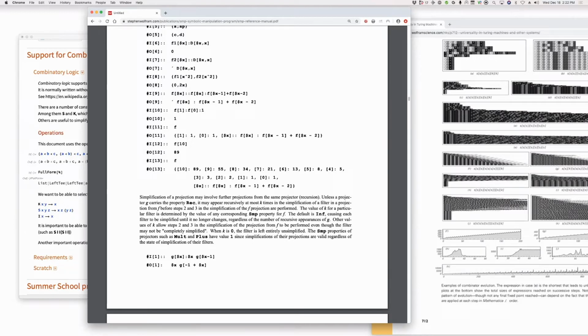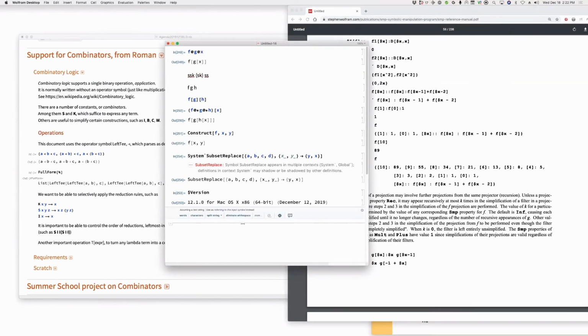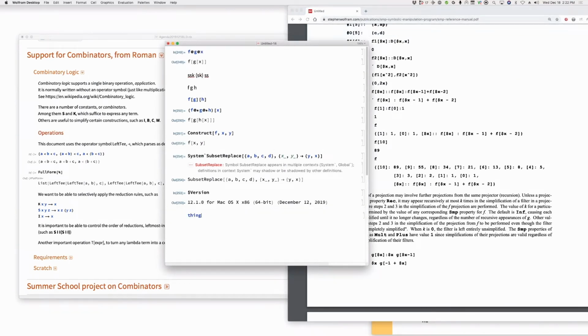Oh, that's interesting. The SMP properties of projectors such as mult, times, and plus have value 1. Some simplifications of their projections are valid regardless of the state of simplification of their filters. Which is saying basically that thing minus thing is always equal to 0, whether or not thing has been evaluated. In other words, if those are two identical holds, assuming no side effects, it's going to assume that those are actually identical and can be subtracted to 0.